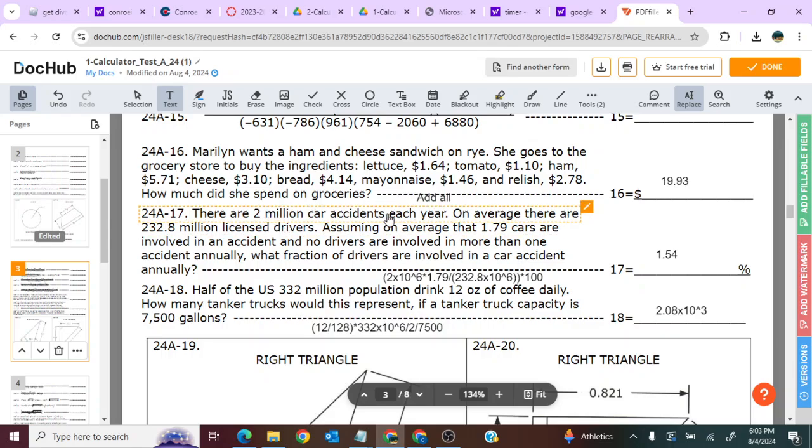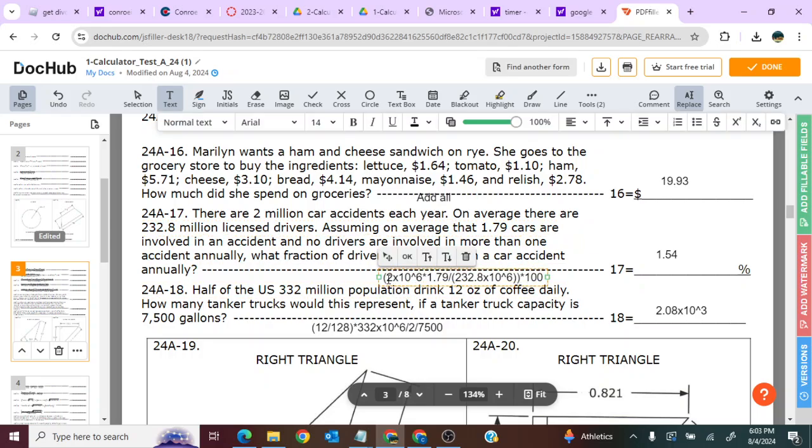17, 2 million car accidents each year. There are this many licensed drivers. There are 1.79 cars involved in a crash, and no drivers are involved in more than one crash. What fraction of cars are involved in car crashes annually? Well, in this case, you have to figure out the total number of cars involved in a car crash per year. So 2 million times 1.79 cars involved in accidents each year. And then you have to divide it by the total number of cars, so 232.8 million. And then multiply by 100 to turn it into a percent, and you get 1.54%.